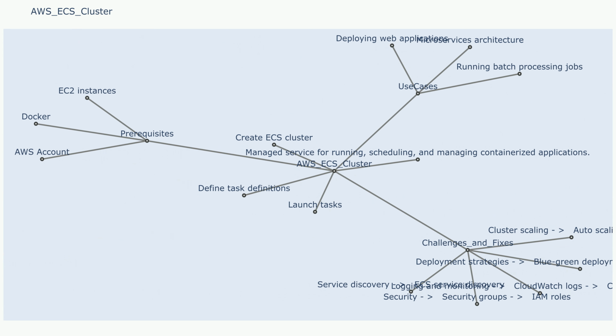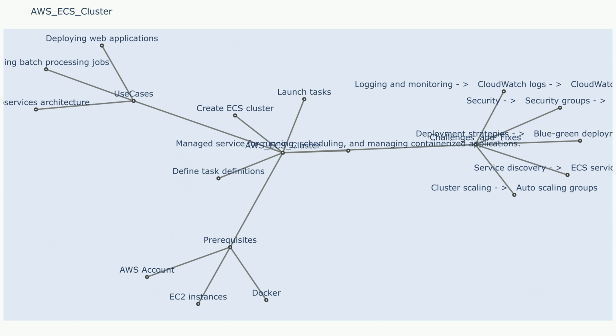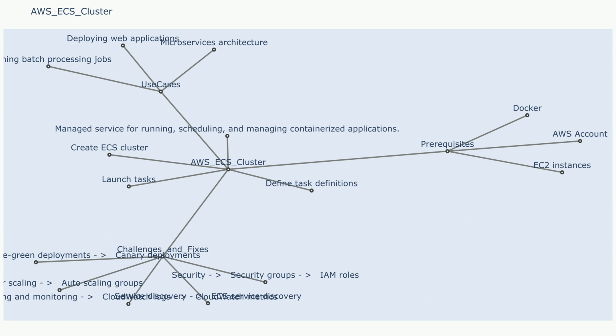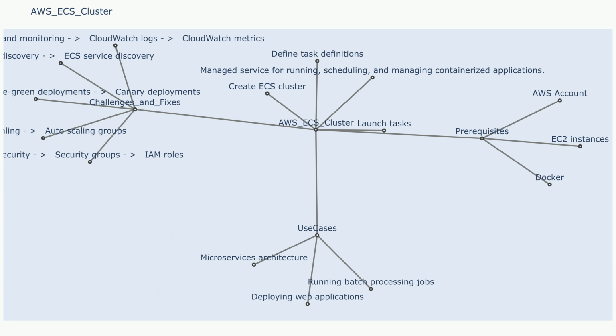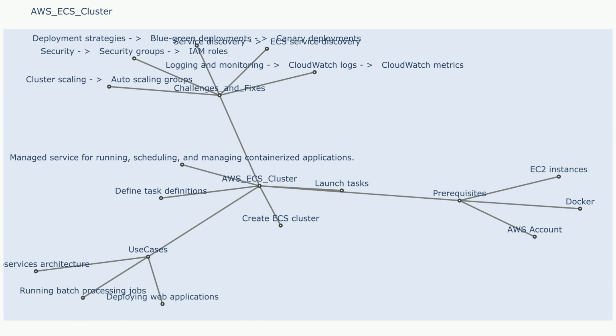Prerequisites: an AWS account with the necessary permissions to create and manage ECS resources. At least one EC2 instance to host your containers. You can use EC2 instances, Amazon EC2 auto-scaling groups, or Amazon ECS optimized Amazon EC2 instances. Docker installed on your development machine to build and package your container images.